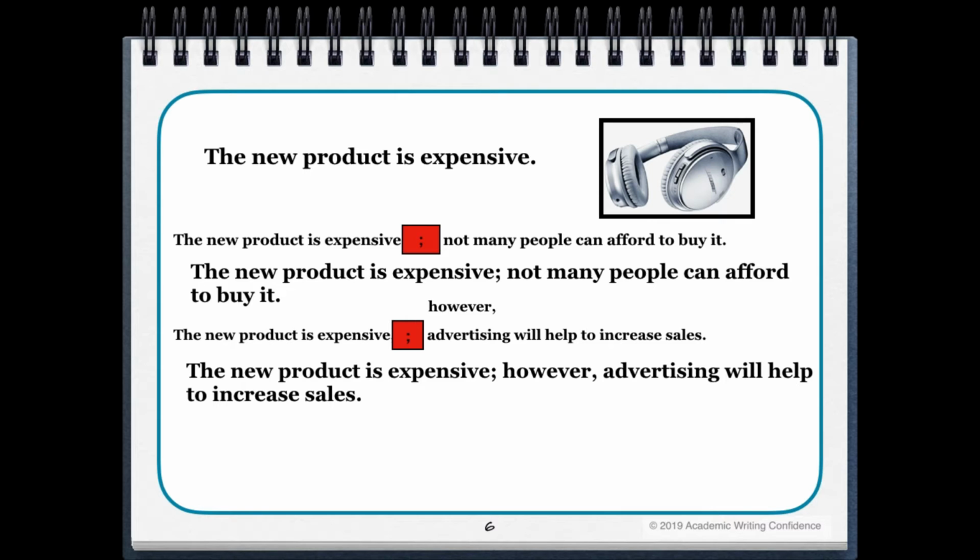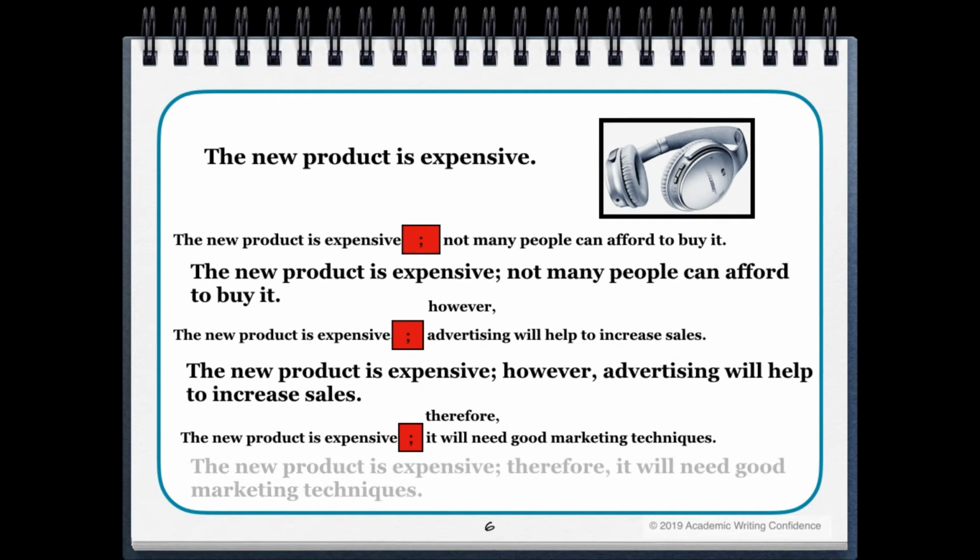Now please notice that you need to add a comma after the word however. All right, let's see how we can change our third sentence. Again, take the comma and the word so out of the sentence and replace it with a semicolon. This time we're going to add the word therefore. And here's the new sentence.